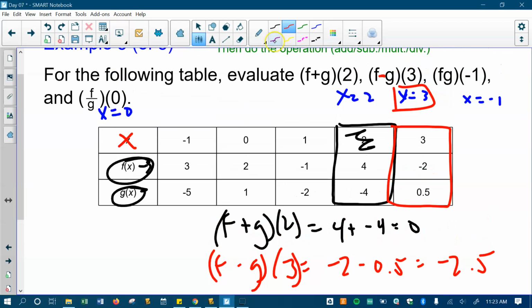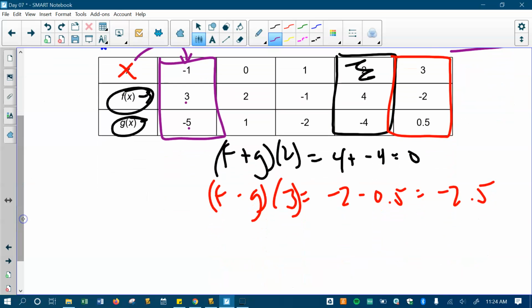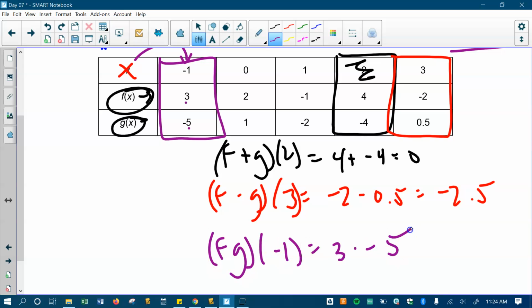x equals negative 1. So for x equals negative 1, here's x equals negative 1 because x is negative 1. And now I'm just looking at these two values, 3 and negative 5. And that sign in between them is multiplying, so let's multiply them. So fg of negative 1 equals 3 times negative 5, and that is negative 15.